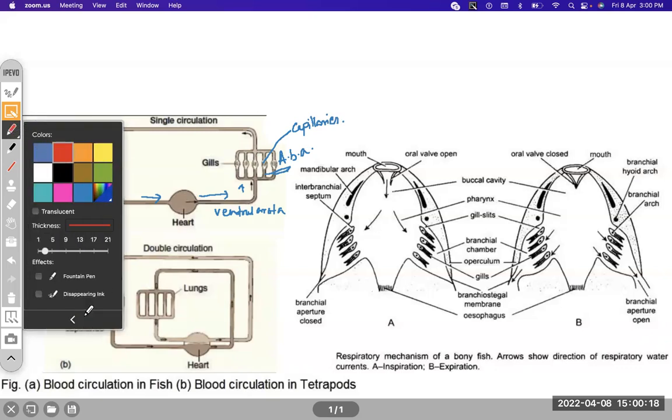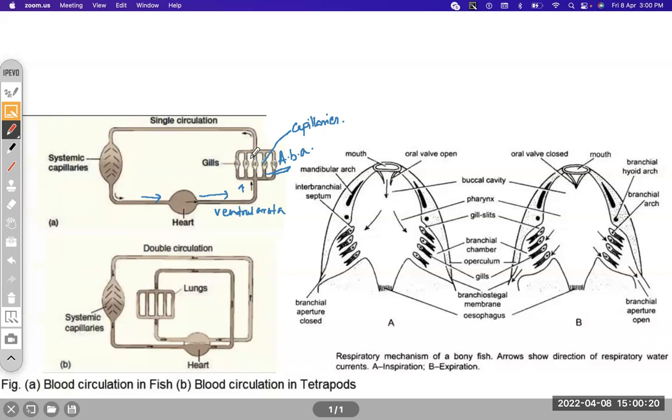In these capillaries, blood is oxygenated, gaseous exchange has taken place. So from the gill, this oxygenated blood will be supplied to the body. That is systemic capillaries. Systemic means throughout the body. And in the body, gaseous exchange will take place again, oxygen will be consumed, carbon dioxide will be produced. And the deoxygenated blood will be collected and taken to the heart.